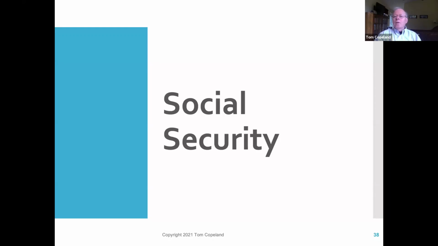Can you have more than one IRA? Yes, you can. But if you have more than one Roth IRA, you can still only contribute a maximum of $6,000 a year. You can have more than one regular IRA, but the maximum you can contribute is $6,000 a year. If you have a regular IRA and a Roth IRA, the maximum you can contribute is a total of $6,000 a year.